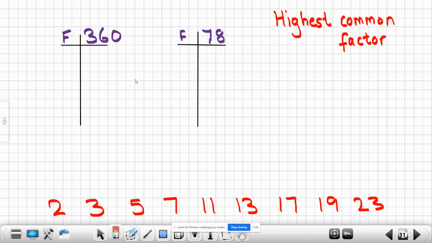Let's go. So we're looking at 360, which is even. So 2 is going to be a prime factor. And if we divide 360 by 2, we are left with 180. Still even, so we're going to do the same again. Divide by 2 and we get 90. As long as it remains even, we can keep going. 90 divided by 2 means we're left with 45. And now no longer an even number, so let's move along and see if 3 is a factor.